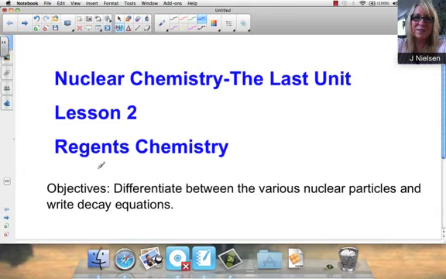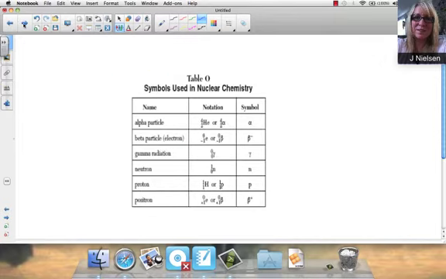Okay, this is nuclear chemistry, the last unit, lesson 2, and today we're going to differentiate between various nuclear particles and we're going to write decay equations. So the first thing that you're going to need is your reference tables, and we're going to be using table N, which is the selected radioisotopes table, and it gives you the decay mode and the half-life.